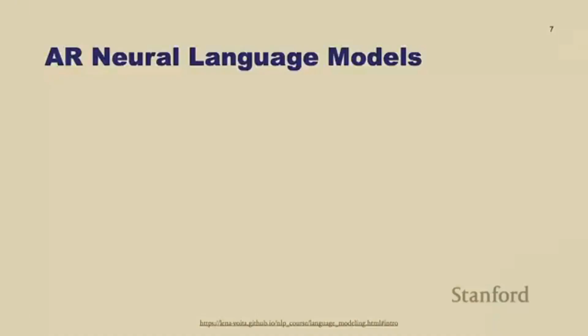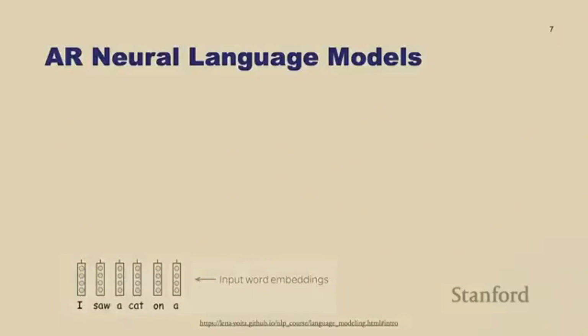Okay, so autoregressive neural language models. First thing you do is that you take every word or every token, you embed them, so you get some vector representation for each of these tokens. You pass them through some neural network.